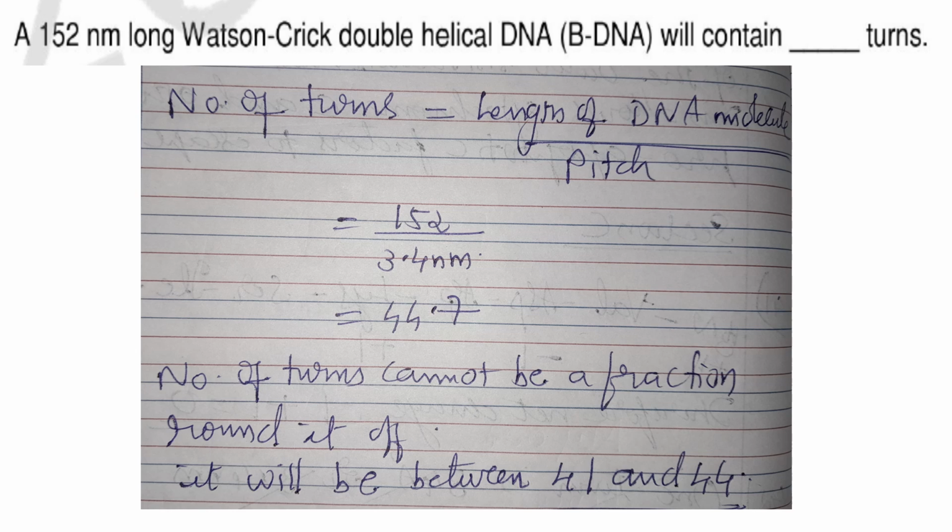Then next one. A 152 nanometer long Watson-Crick double helical DNA, bDNA will contain how many turns? So, number of turns is equal to length of DNA by pitch of the DNA. So, length of the DNA they have given 152 nanometers. So, substitute that. Pitch of the DNA, it is bDNA. Pitch of bDNA is 3.4 nanometers. That will give you 44.7. But number of turns cannot be a fraction. So, it will be rounded off and you can write it as 44.